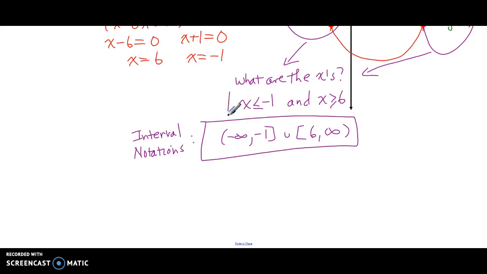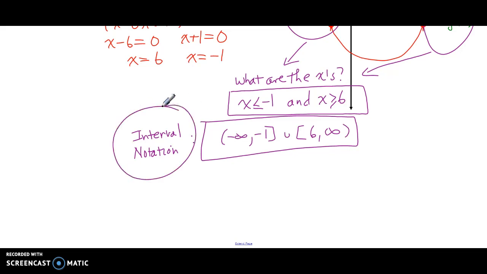On a paper test, I would also accept this. Well, sometimes on a paper test, the directions will say this. It'll say interval notation. So make sure you read the directions. If it tells you interval notation, do it in interval notation, of course.